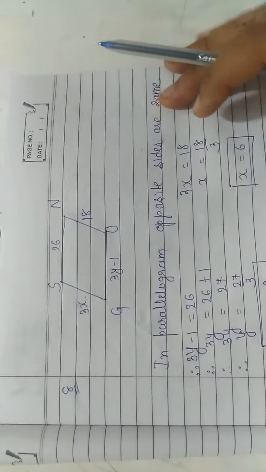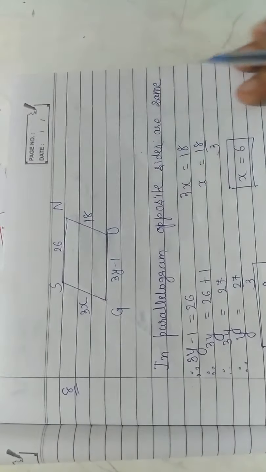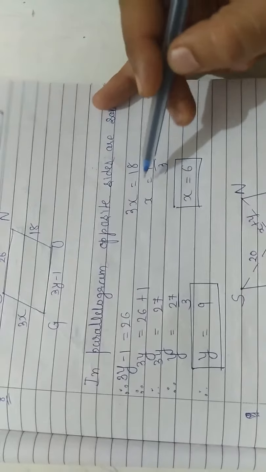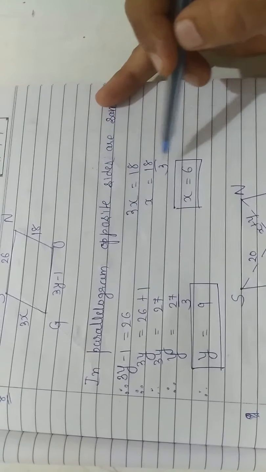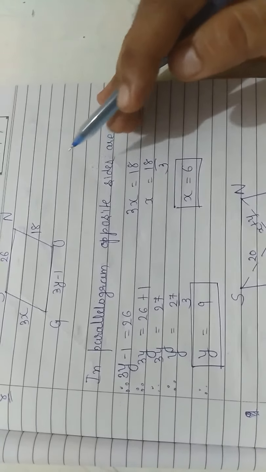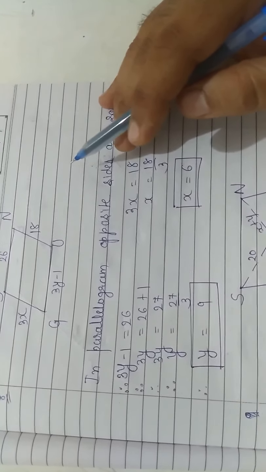Now friends, 3x is equal to 18. So 3x is equal to 18. So this 3 went to the denominator of 18, so 3 6s are 18, so x is equal to 6. So here we got the value of x and y both.